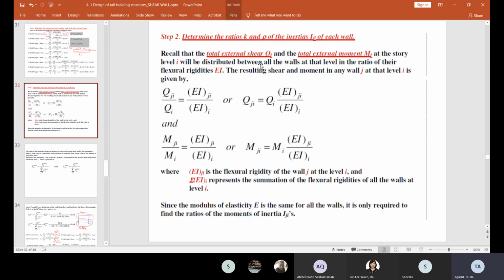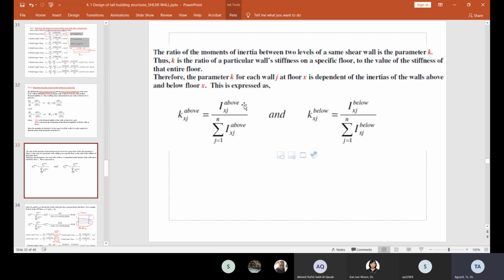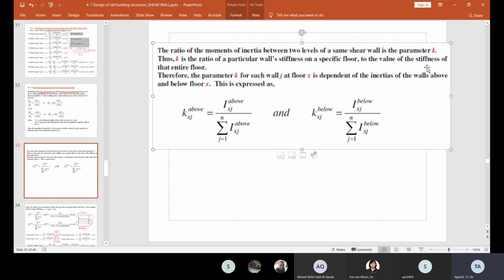The first step in order to know the distribution of moment and shear is to determine the ratio K of the inertia IJI of each wall. K is the ratio of a particular wall stiffness on the specific floor to the stiffness of the entire floor. So the function of K is to know the specific moment at the specific wall at the certain floor level.